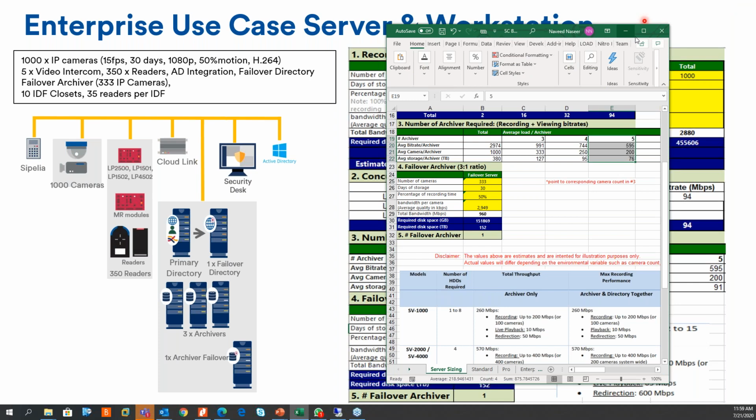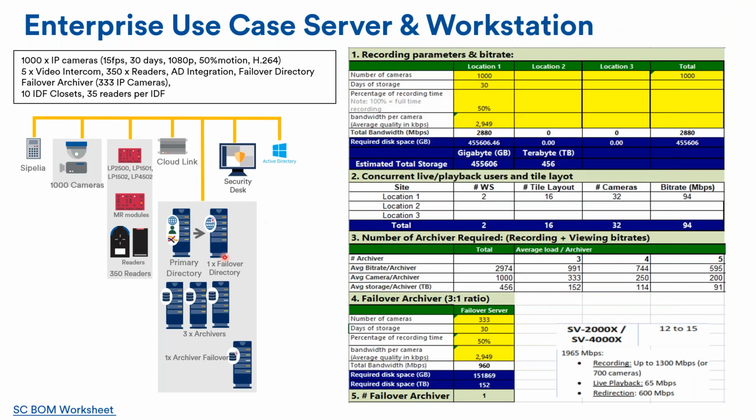So using this information over here, we can see that we would have 1 primary archiver, and we could have up to 3 archivers, such as the SV2000 or 4000 series with a throughput of 1,965 megabits per second each, and we could also quote one failover archiver to go with it.